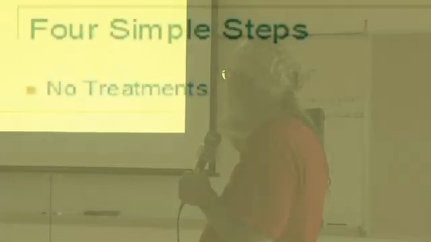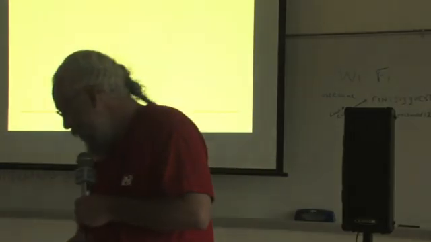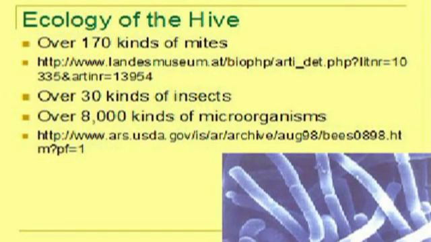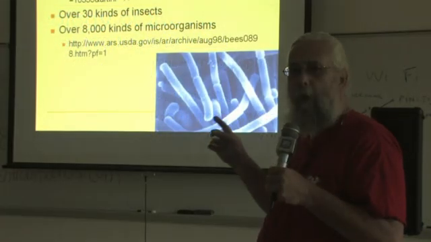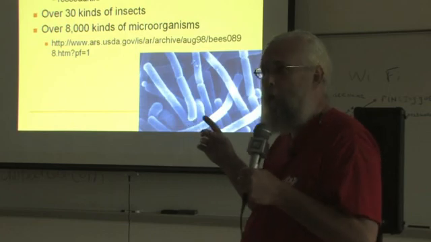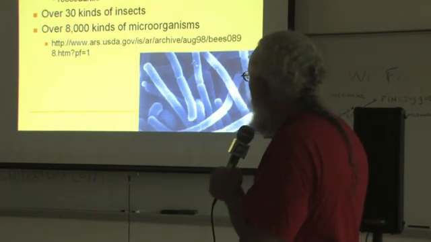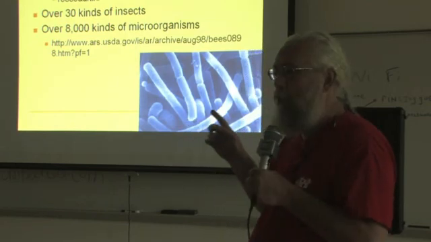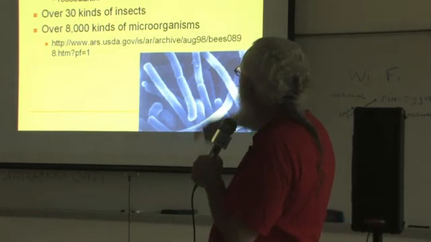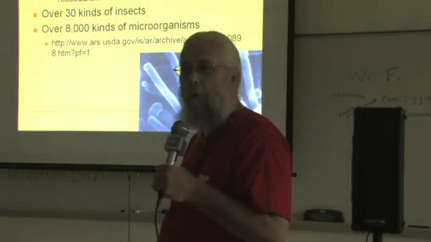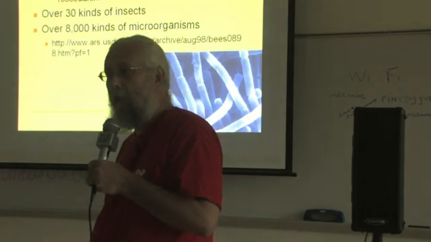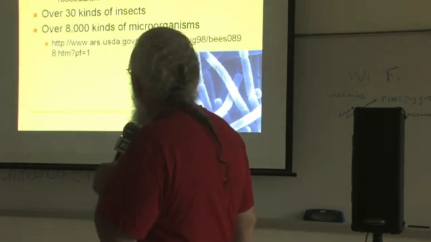My first step to 4 simple steps to healthier bees is no treatments. That obviously is back to my counterintuitive stuff. But here's why. I used to say there were 50 kinds of mites on bees. I did some more research and found there's 170 of them. There's 170 different kinds of mites that live on bees, and if you go to that link there, you can get an entire list of all 170 of them that normally live on bees.